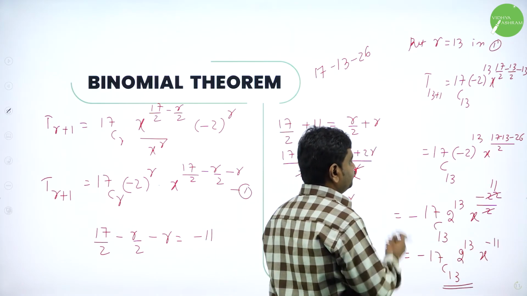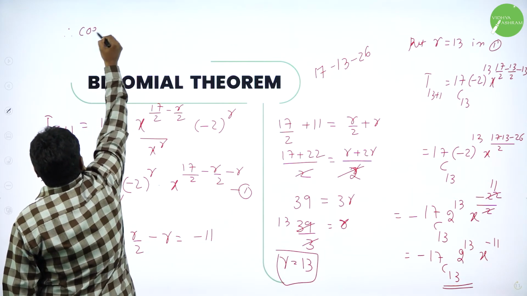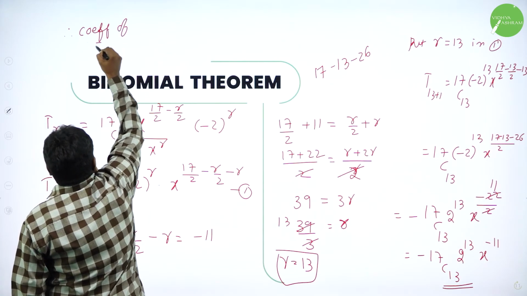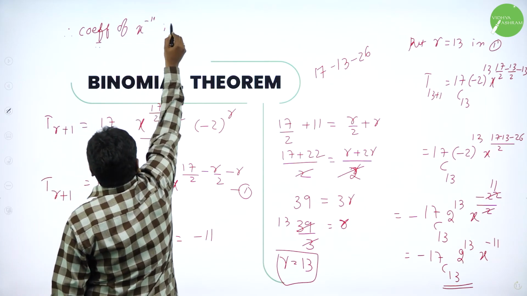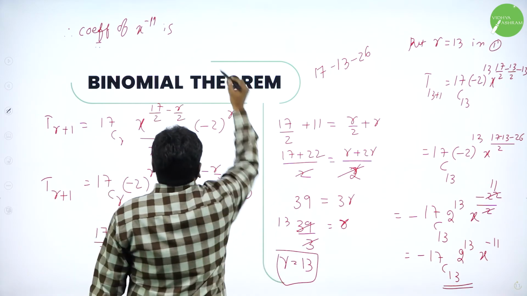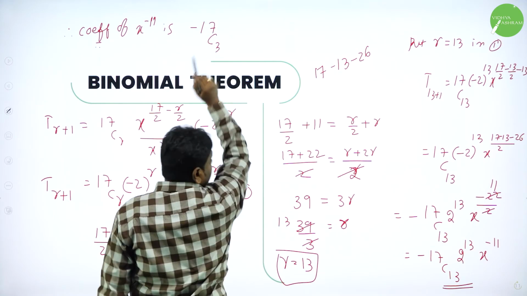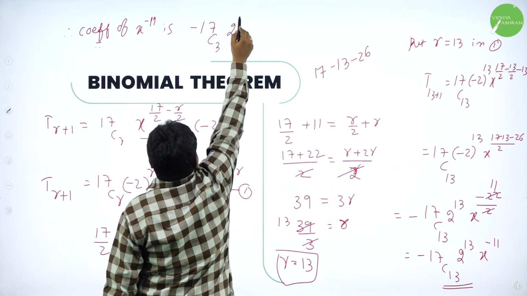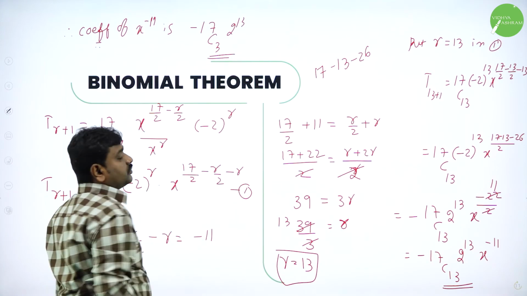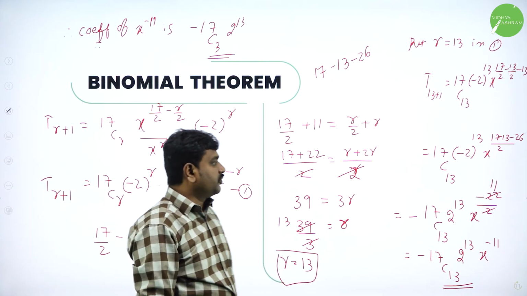So now therefore, the coefficient of x power minus 11 they want is, what is the coefficient of x power minus 11? What is the number value we have? Minus 17C13 times 2 power 13. So this is the answer, that's it. They want the coefficient of x power minus 11, we got it. I hope all of you understood this.